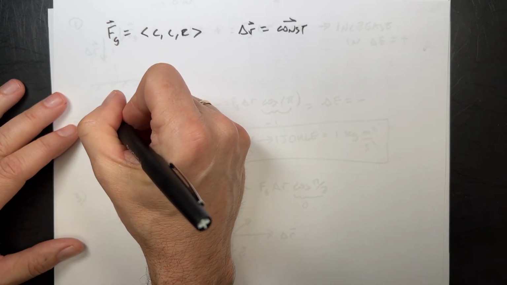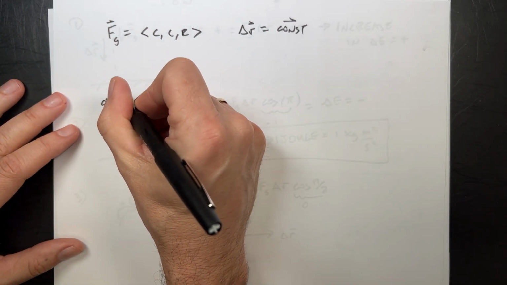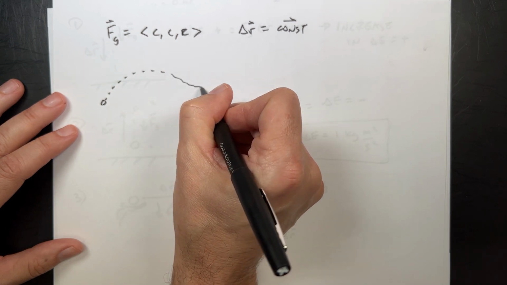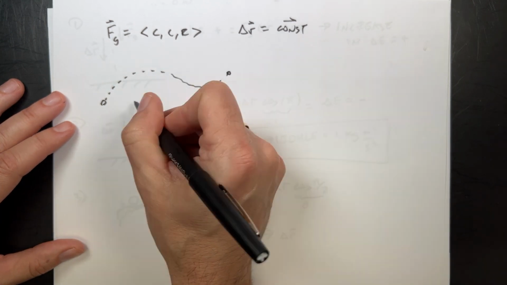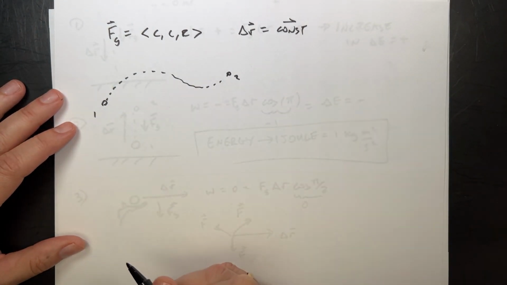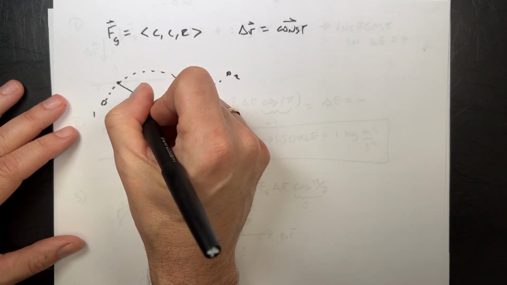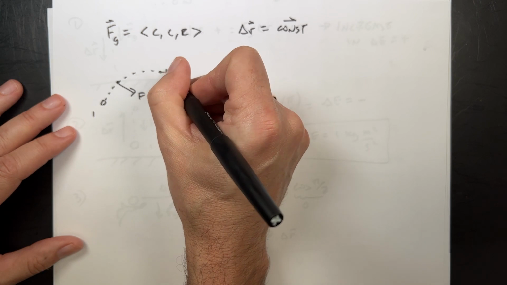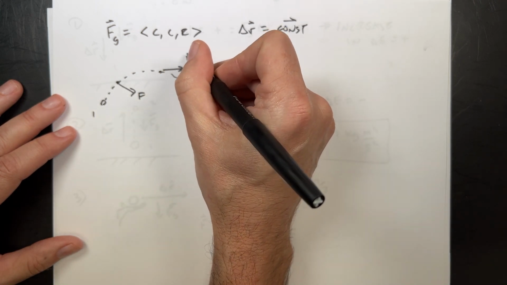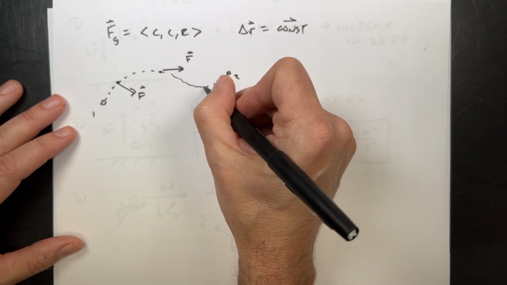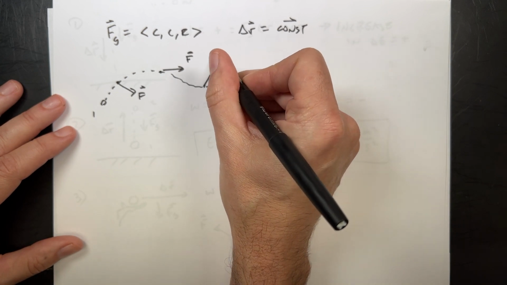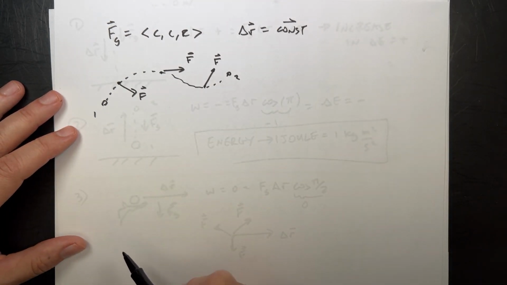So imagine I'm going along some crazy path like this. So I want to go from point 1 to point 2, and I want to calculate the work, and the force changes. So maybe right here, the force is this way, and then over here, the force is that way. And then here, the force is this way, and so forth. So it changes. Well, how would I calculate the work?